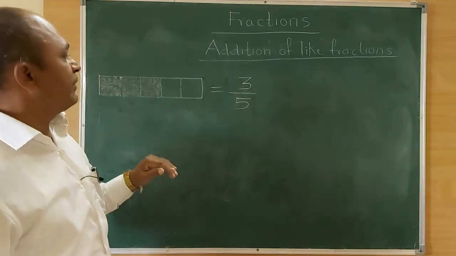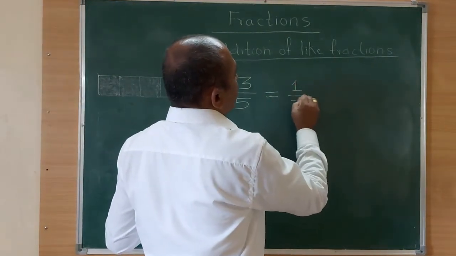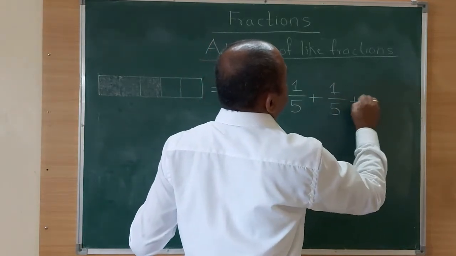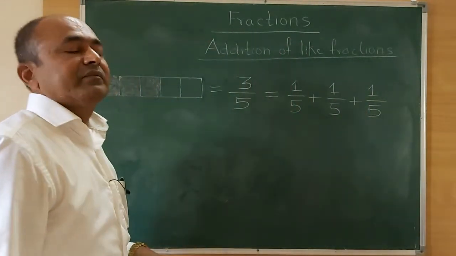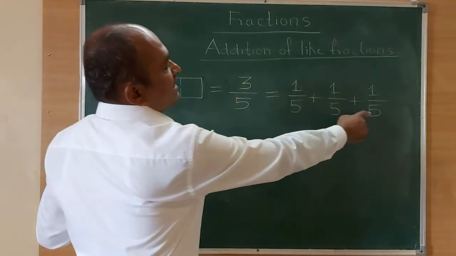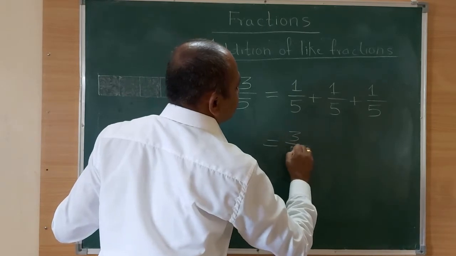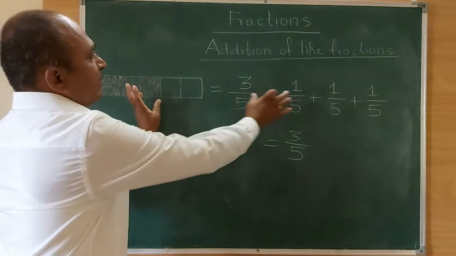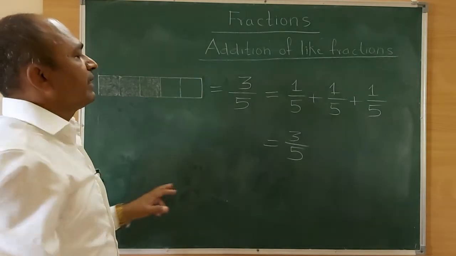Now, but what does 3 upon 5 mean? I can write this 3 upon 5 as 1 upon 5 plus 1 upon 5 plus 1 upon 5. Here the denominator remains as it is, only the numerators are added. So 1 upon 5 plus 1 upon 5 plus 1 upon 5 becomes 3 upon 5.